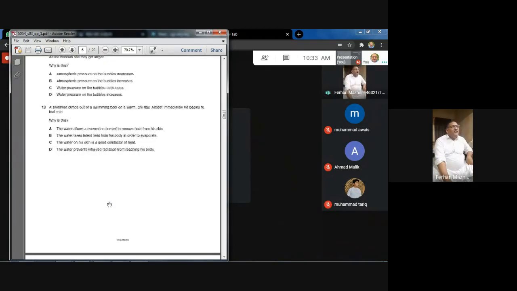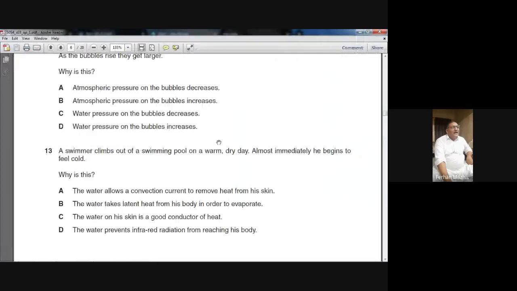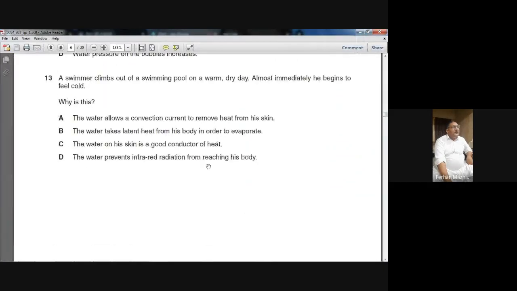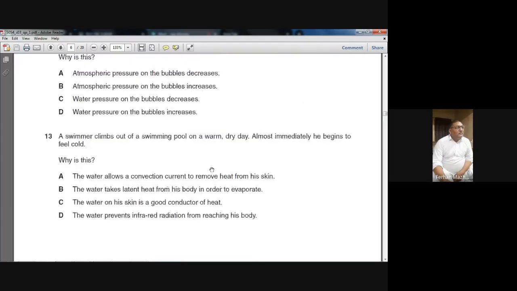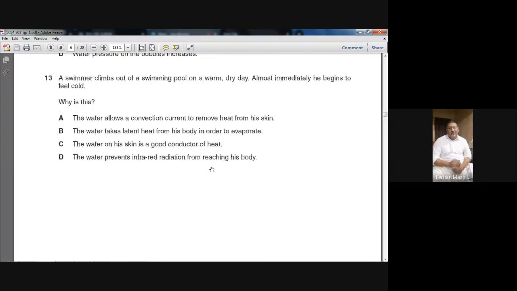Okay, on your screen right now, we have the summer 2003 paper. It's an MCQ paper, and the MCQs on heat start from question number 13. Question number 13: a swimmer climbs out of a swimming pool on a warm, dry day. Almost immediately, he begins to feel cold.